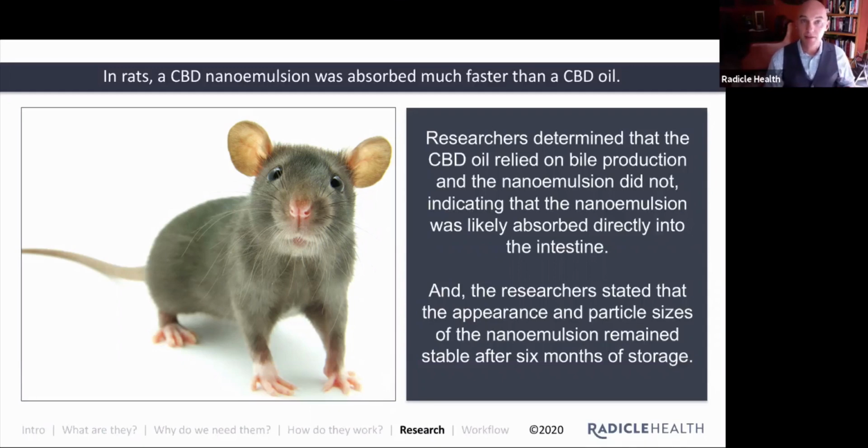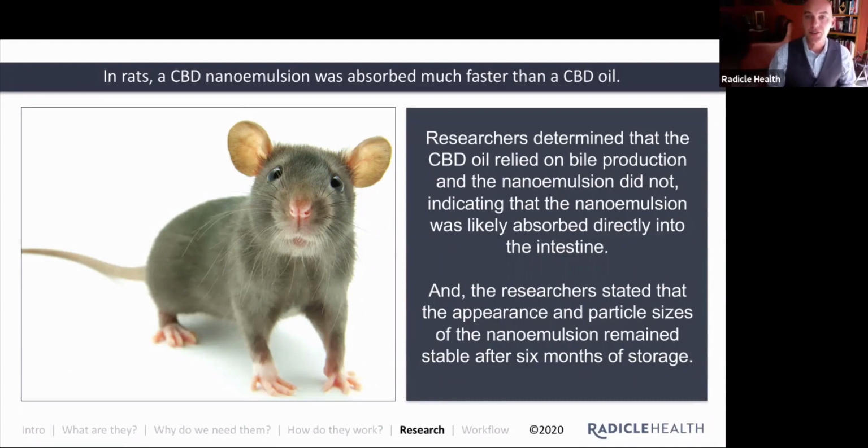In fact, I could find only 2 studies. So if anyone else has any studies that they know about after this presentation that I'm not talking about, please send me a link. I'd love to look into it. But these are the 2 that I could find. The first one was published in 2019. It looks specifically at the effects of a CBD nanoemulsion in a rat model.